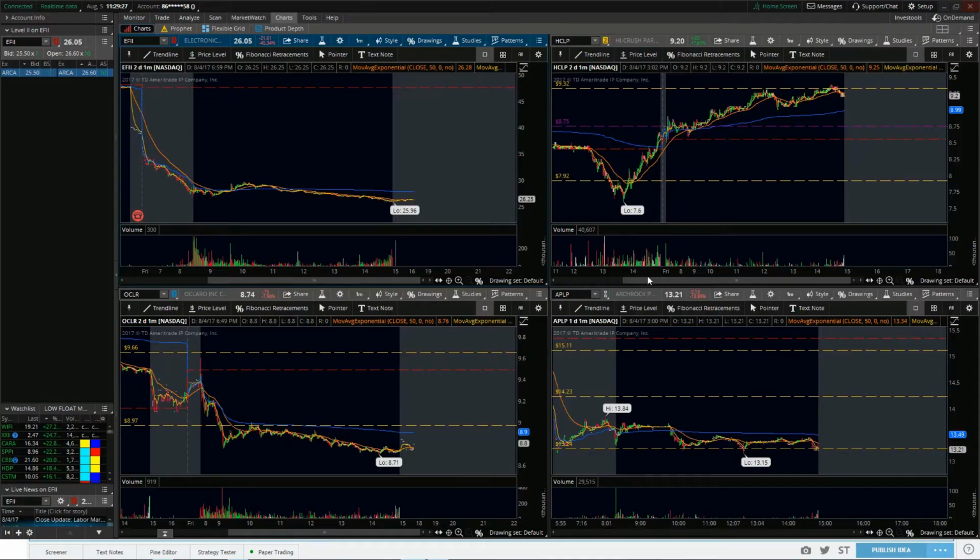Now, someone had asked earlier in the week if I could show how I make a low float scanner, and that's actually one of the watch lists that I have up pretty much every morning. I use that one, and then I have one that's gainers at the open, but they basically display the same thing.